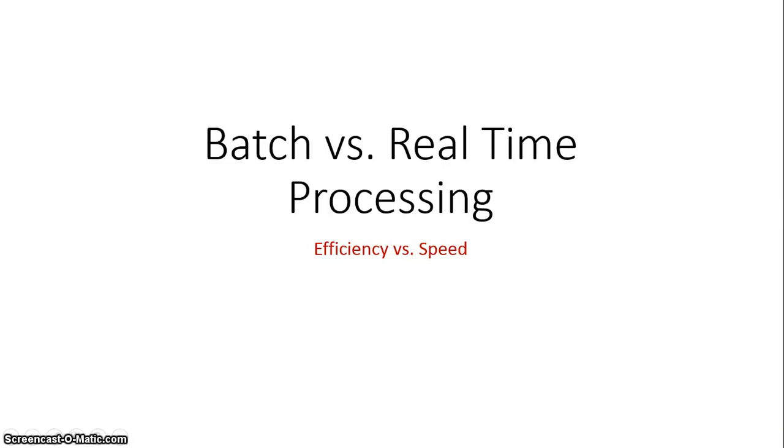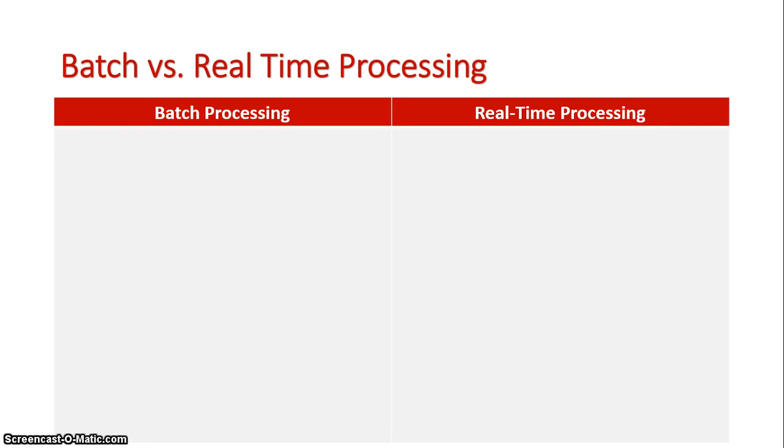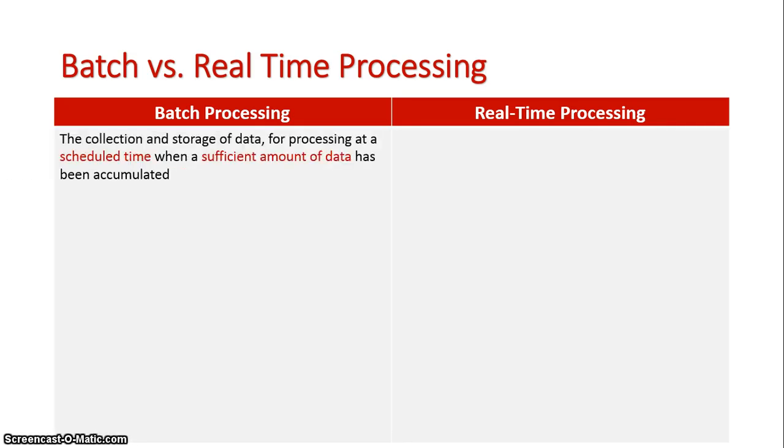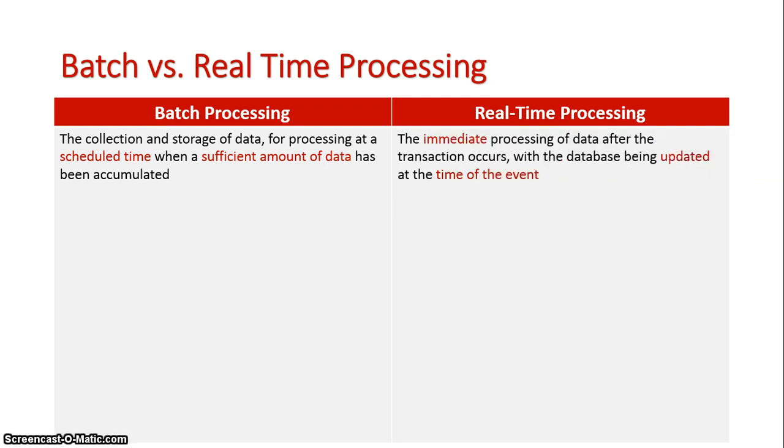Let's now take a look at batch and real-time processing side by side, which really is a case of efficiency versus speed. In the case of batch processing, data is processed at a scheduled time, whether weekly, monthly, yearly, fortnightly, whatever, or when a sufficient amount of data has been reached at a specific time. In the case of real-time processing, the transaction occurs on the spot, the databases are updated on the spot.